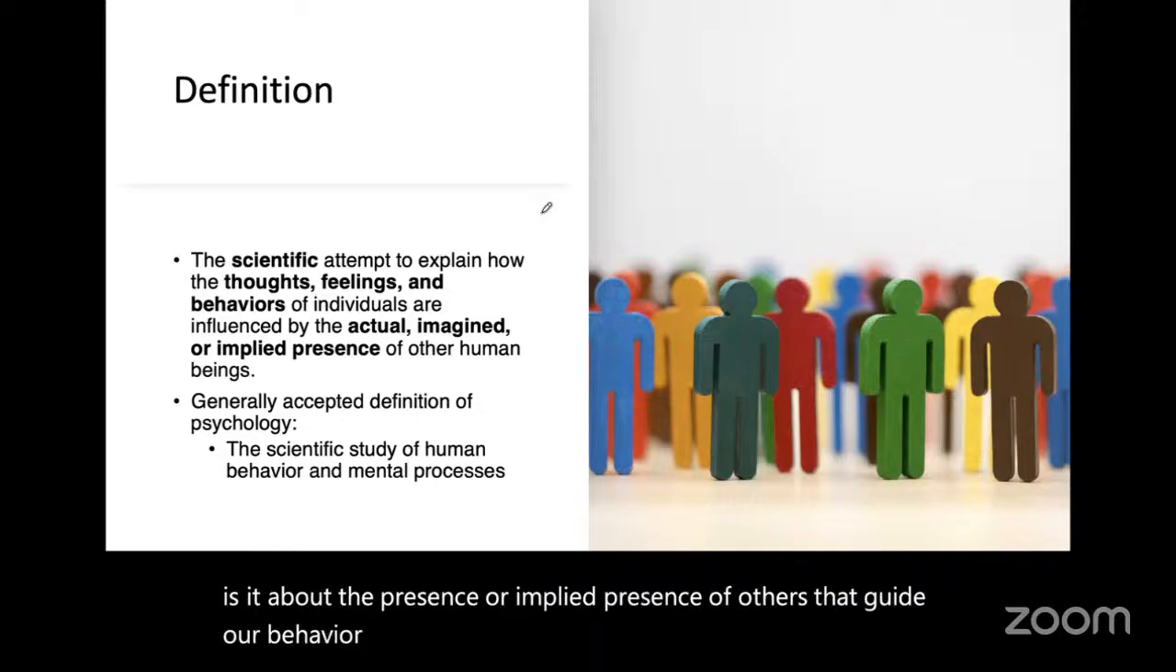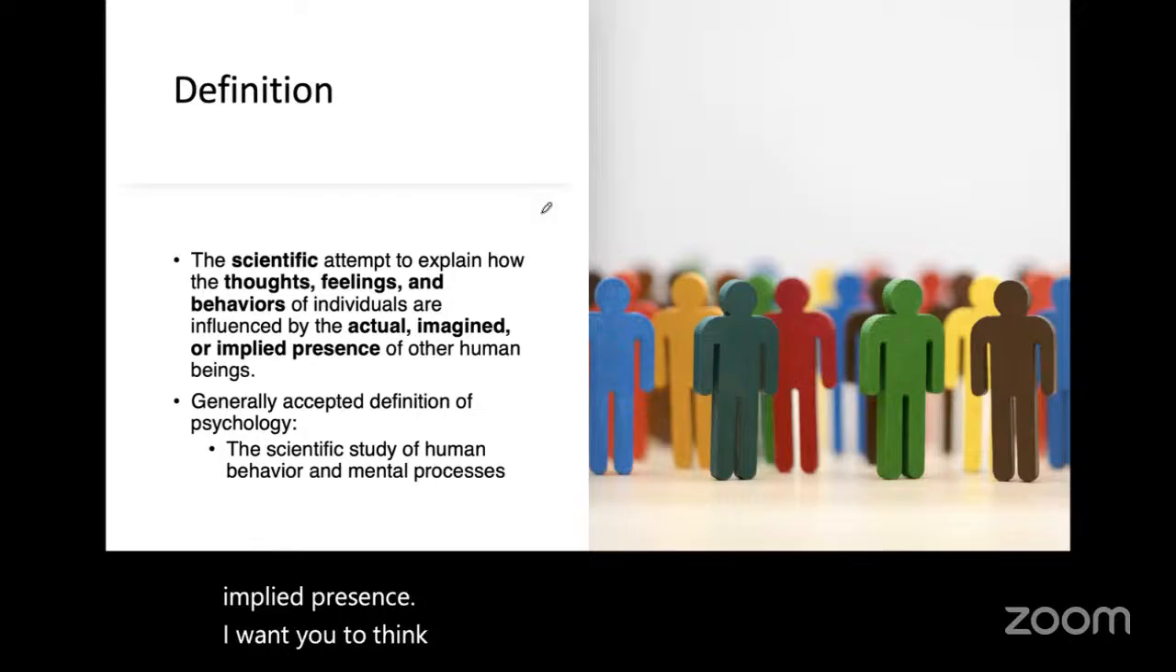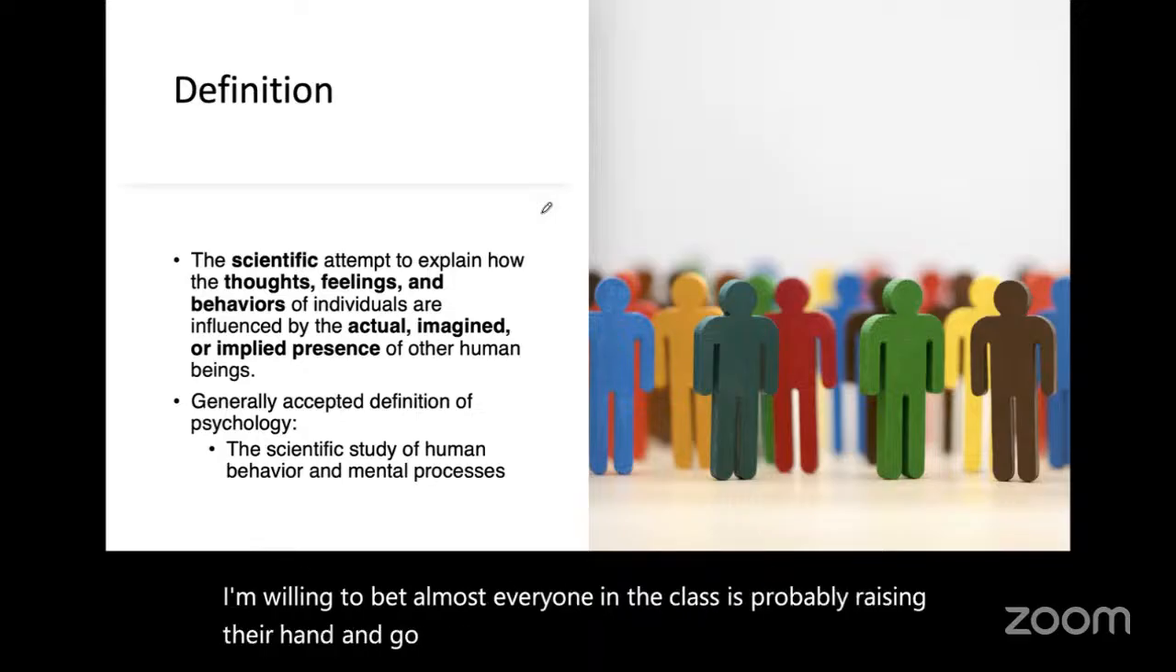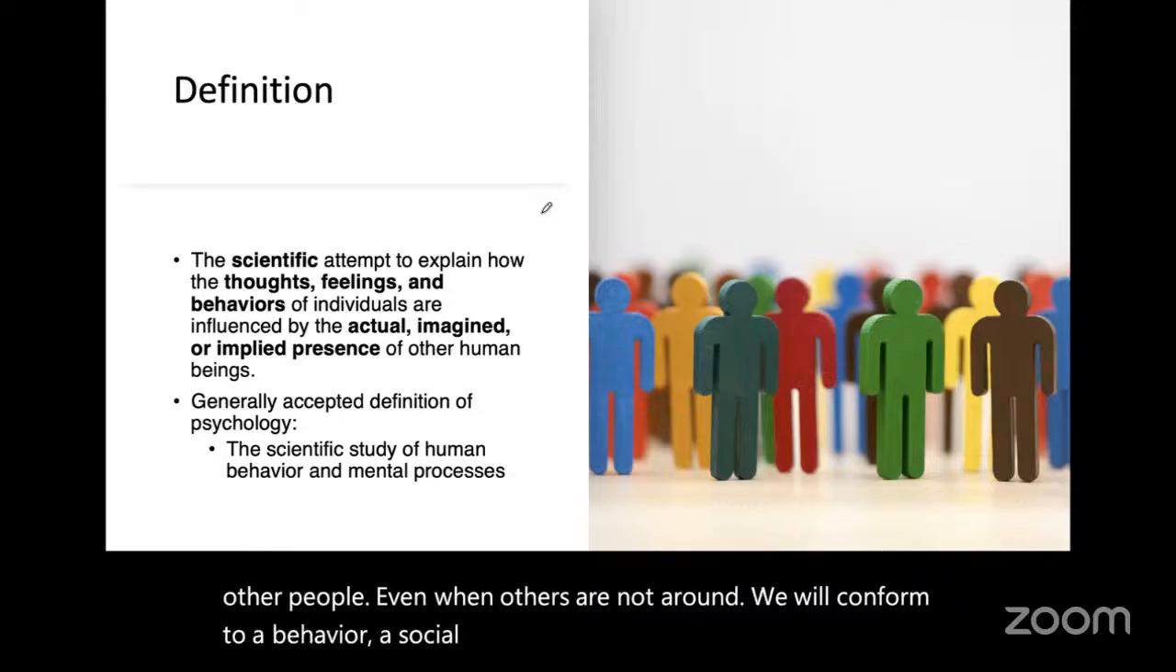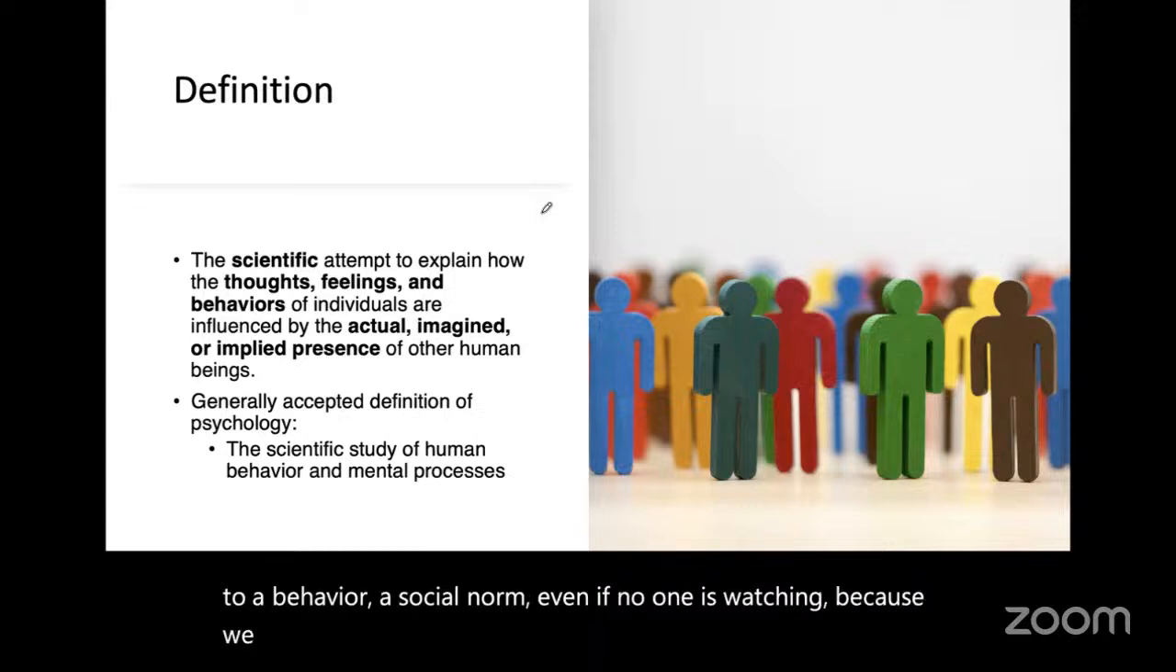Now, you might be asking, actual, imagined, or implied presence? I want you to think about, let's say it's 2 a.m. at night, and you come to a stoplight, and there are absolutely no cars anywhere. How many of us wait for the light to turn green still? I'm willing to bet almost everyone in the class is probably raising their hand. That's the imagined or implied presence of other people. Even when others are not around, we will conform to a behavior, a social norm, even if no one is watching, because we think someone is watching.